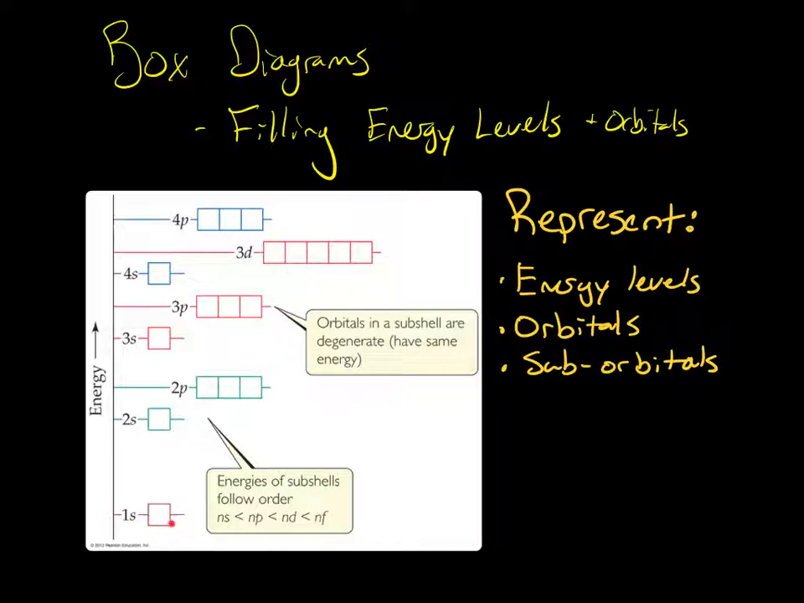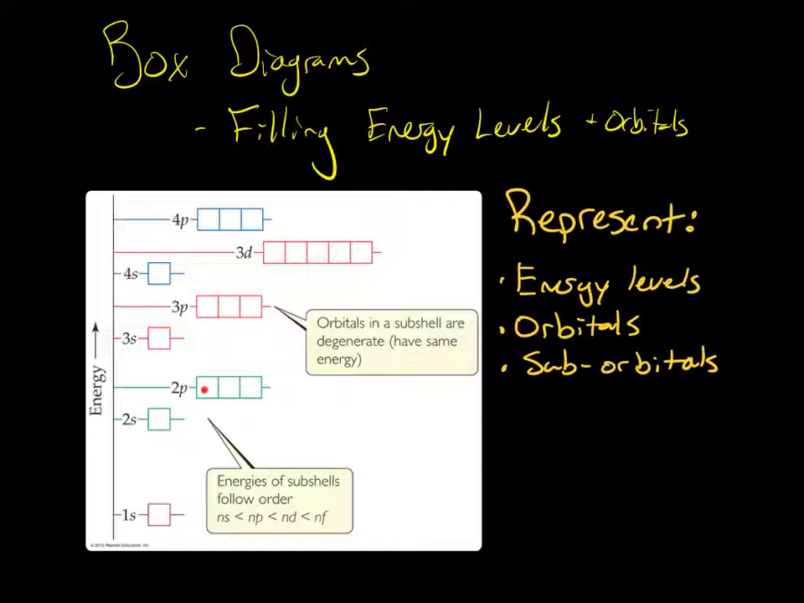Closest to the nucleus is the first energy level, and it contains an s orbital. Now the first energy level is too small to have any other orbital types, and so there's just one orbital in the first energy level, the s. Now moving up to the next energy level, you'll see that the second energy level consists of 2 orbital types, both in green, the 2s and the 2p.